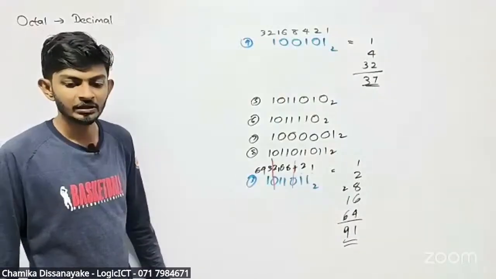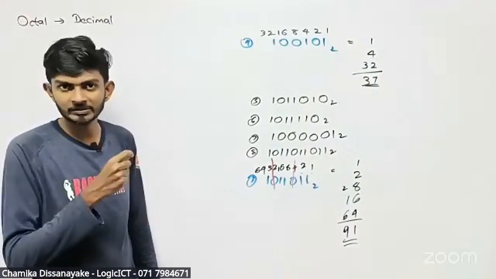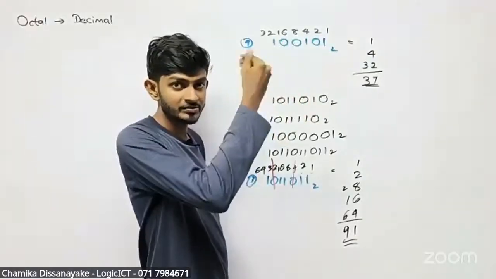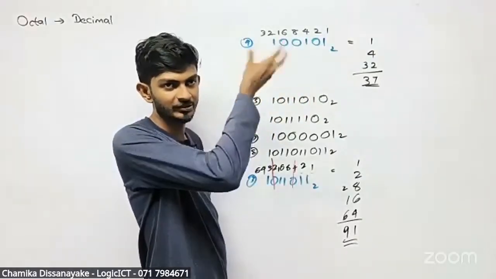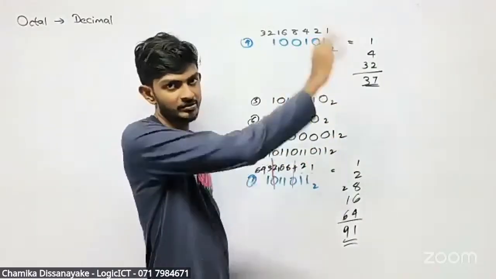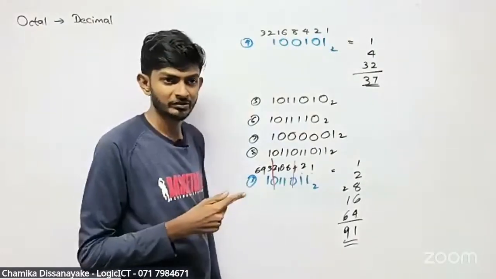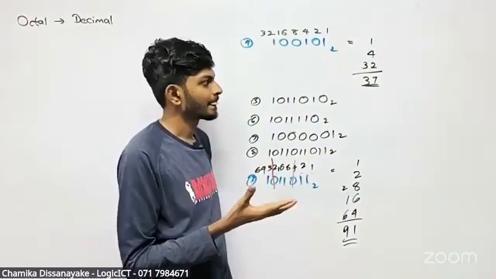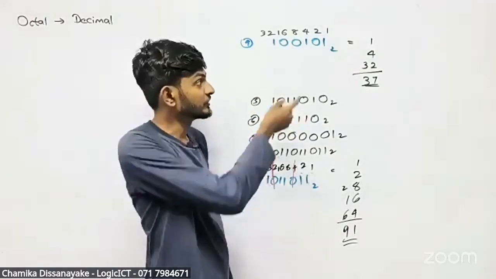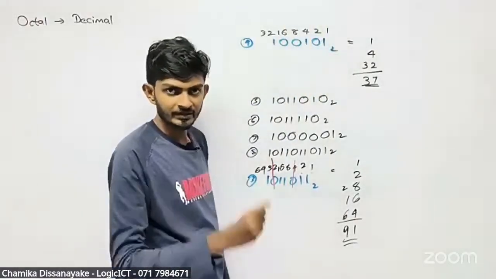Okay, guys. So this is the second method. As the first method, we have learned we have to divide each value by the corresponding value and keep the remainders. Then you have to write the remainders from bottom to top. That is the first method, or the first conversion style. And the second one is what? You have to multiply each value by the corresponding weighting factor. That is the second one.